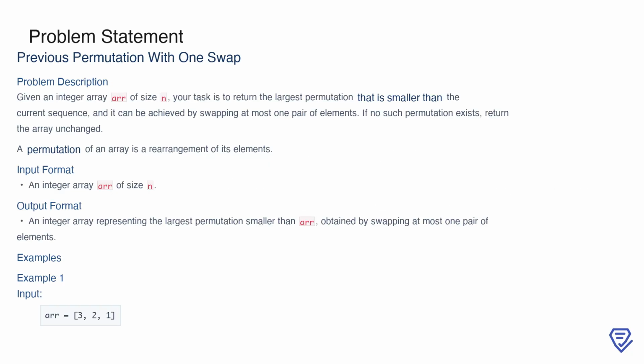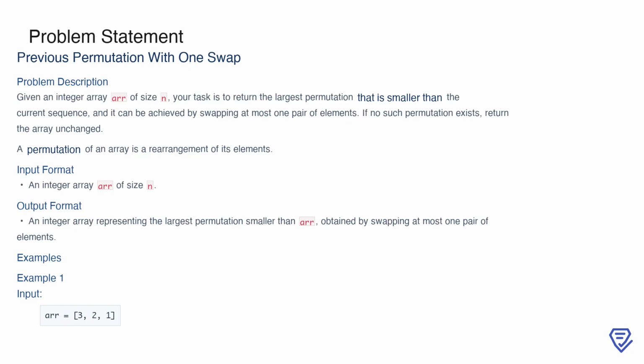Let's start by understanding the problem. You are given an integer array, ARR, with a size of n. Your task is to find the largest permutation of this array that is smaller than the array's current sequence. The catch is that you can achieve this by swapping at most one pair of elements. If no such permutation exists, meaning it's not possible to find a valid result smaller than the input, you simply return the array as it is without making any changes.